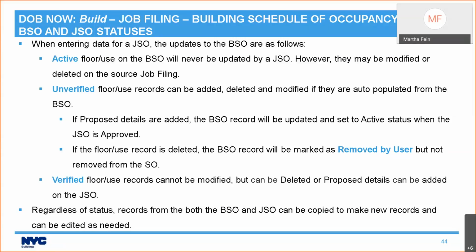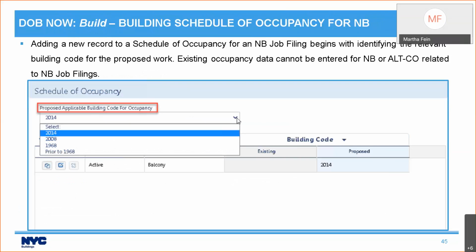He can add proposed details if he's doing work there, or he could even delete it if he's, say, removing the top floor. So if he's been hired to demolish the top floor, floor 5, then he could delete that. Now, if he deletes that floor use record, it will show up as removed by user. But regardless of status, any of the floors that he sees can be copied to make new records, and then he can edit those as needed. And I will show you how to copy floor use records.